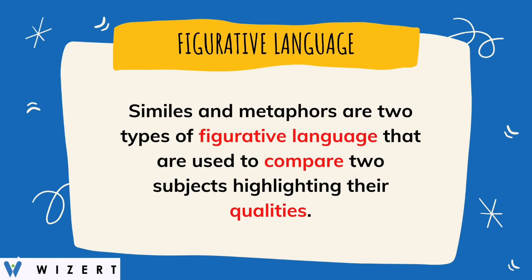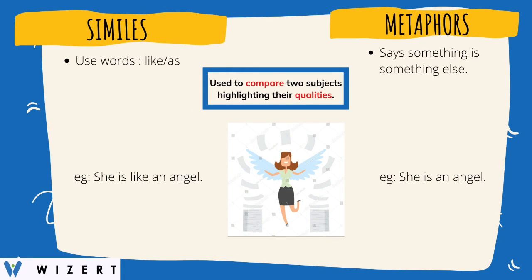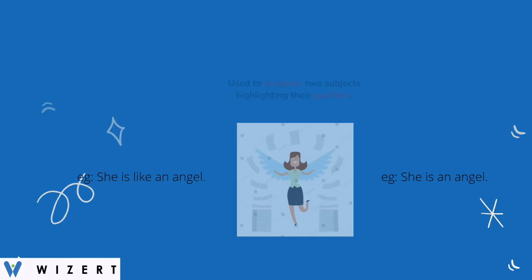Figurative language. Similes and metaphors are two types of figurative language that are used to compare two subjects, highlighting their qualities. Similes use words like or as. For example, she is like an angel. Metaphors say something is something else. For example, she is an angel.